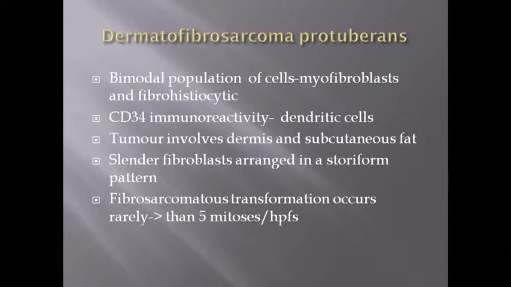Fibrosarcomatous transformation occurs rarely, and if you have a mitotic count of more than 5 per, it's in fact 10 high power fields. I missed that 10, I'm sorry. So 5 per 10 high power fields and increased cellularity in a certain area, then you need to identify that area as a fibrosarcomatous transformation in a DFSP.